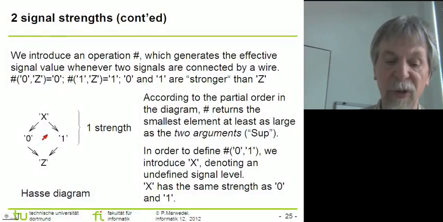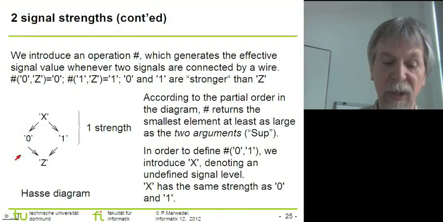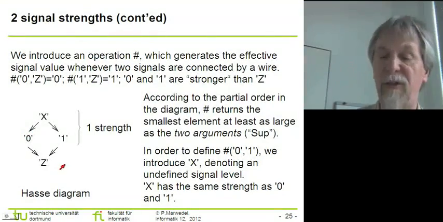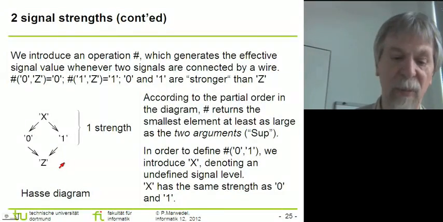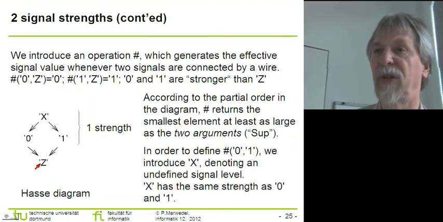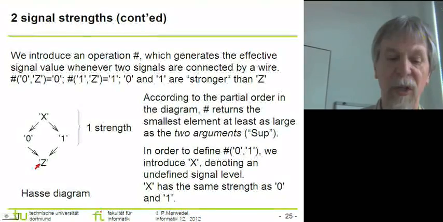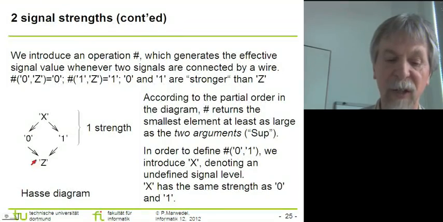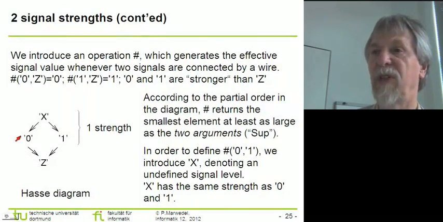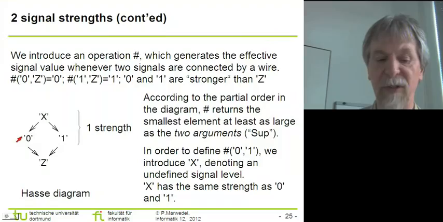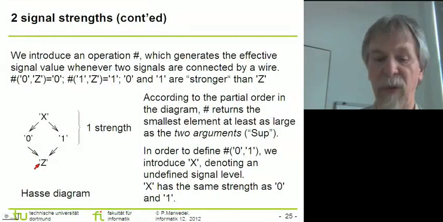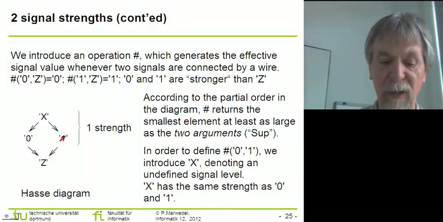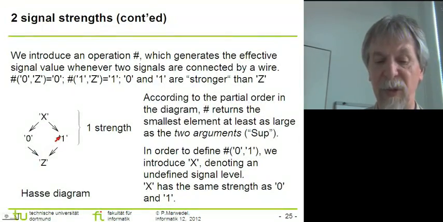Now what we are returning here can be analyzed by looking at such a diagram where we are depicting a partial order, and in this partial order the sharp operation will always provide the strongest of its arguments. So in this case, if we are using these two arguments over here, then we will always be returning a 0, and if we use these two arguments, then we will be returning a 1.